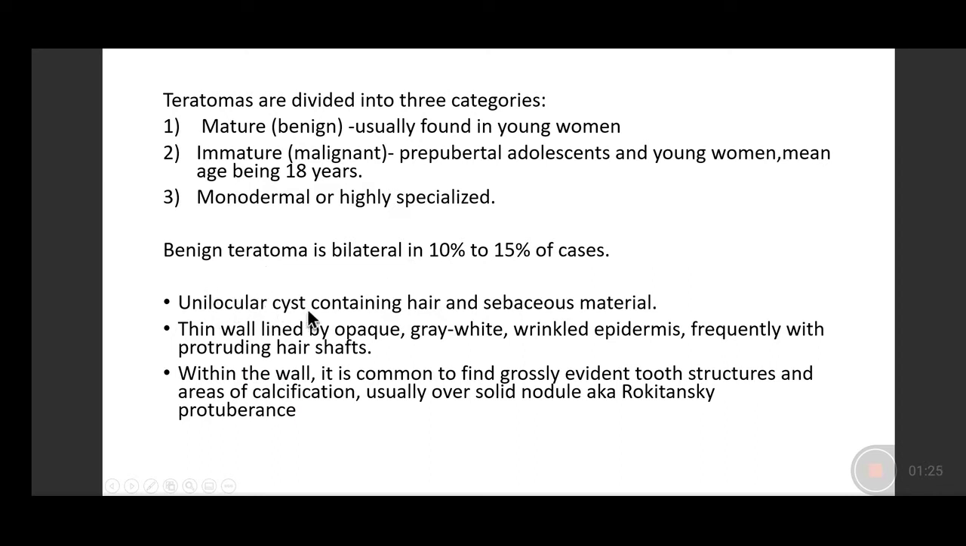Now mostly these benign teratomas are bilateral, and they have a unilocular cyst which might contain hair or sebaceous material. The cyst wall is thin walled and opaque gray white, and has protruding hair shafts. Within the wall, you might find grossly evident tooth structures, as we just saw in the current specimen, and there can also be areas of calcification. These cartilaginous areas or the osseous areas are also found over the solid nodule or the Rokitansky protuberance. So that is the significance of this structure.